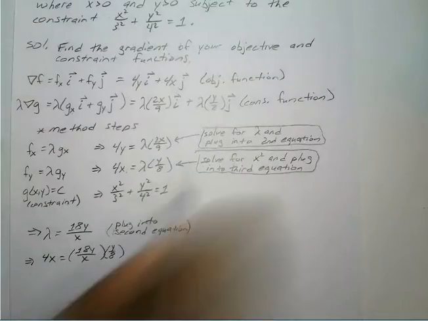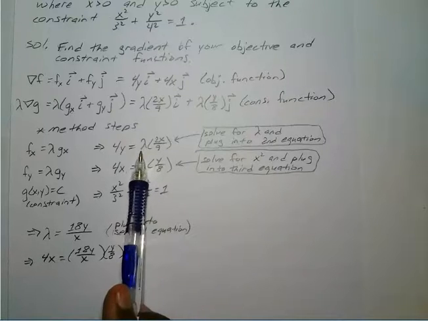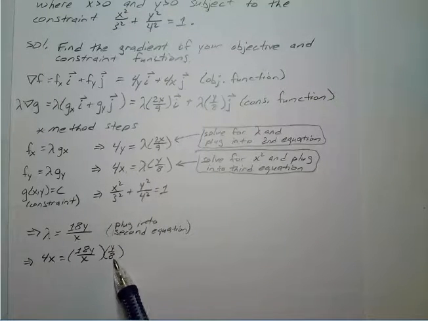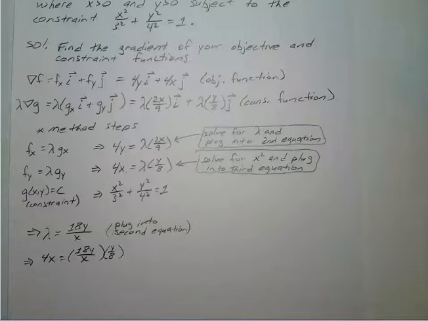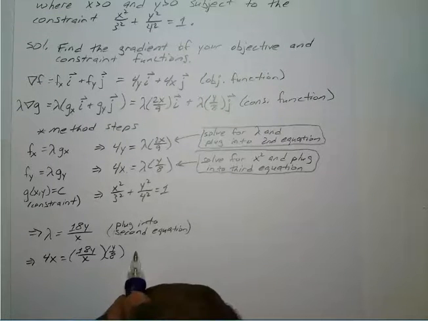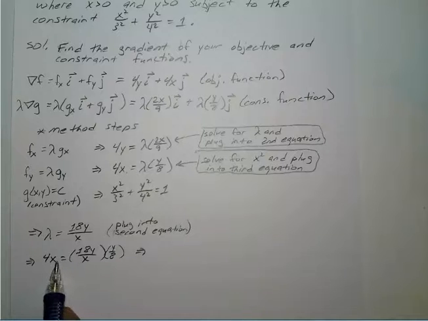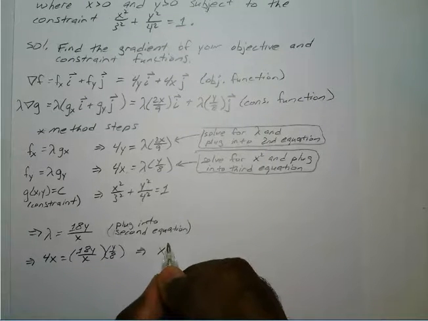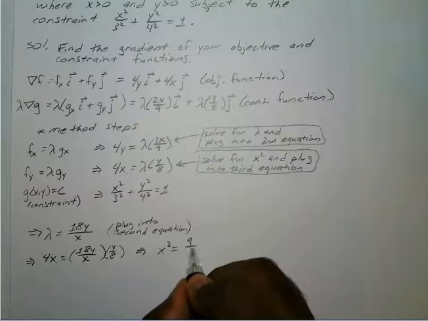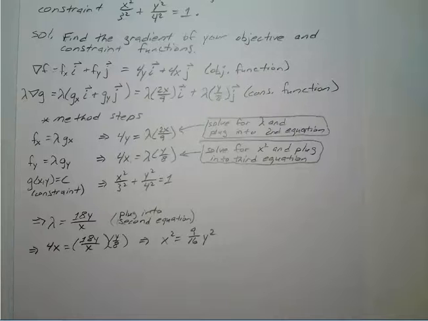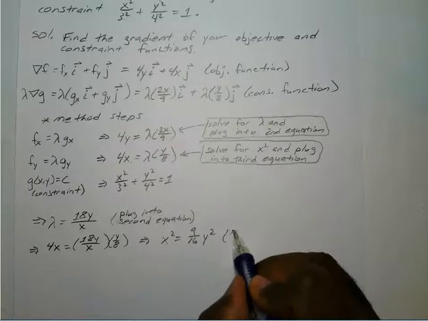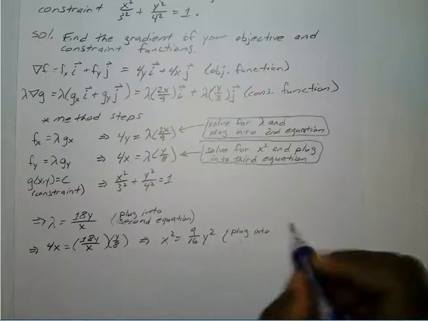So really the overall goal was to get rid of the lambda by the time we reach the third equation. By the time we get to the third equation, the lambda should be gone, and you should be down to really just one variable. If you simplify here and solve for x squared, you see that x squared is equal to 9 over 16 y squared. Then from there, we just plug into the third equation.